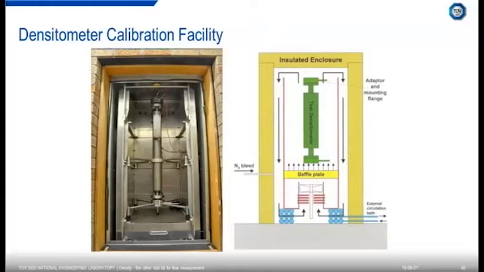What does it look like in practice? Well, here's an example. On the left, in the photo, you can see a typical flow-through industrial densitometer mounted inside the enclosure. The enclosure allows us to control the temperature of the air around the densitometer during calibration, and we can control the temperature of the fluid circulating through the densitometer.